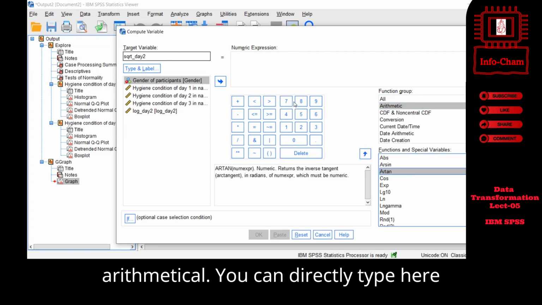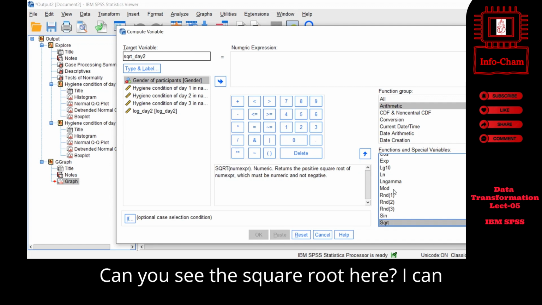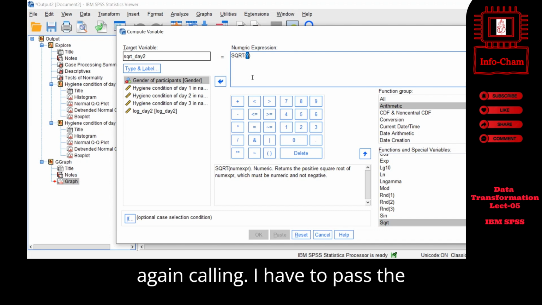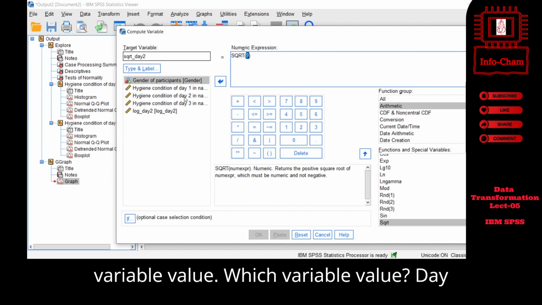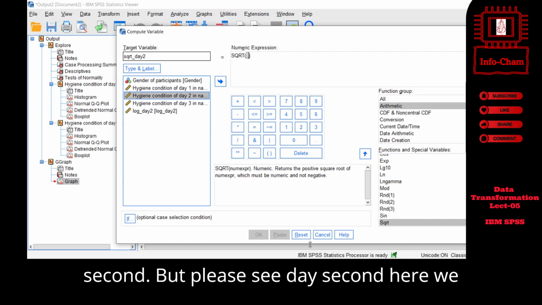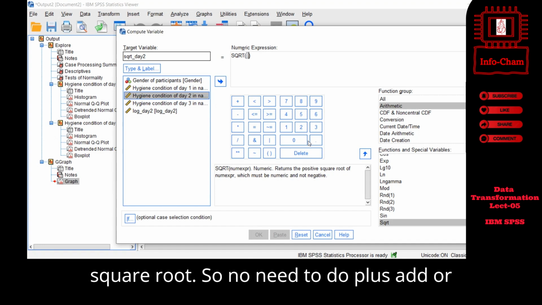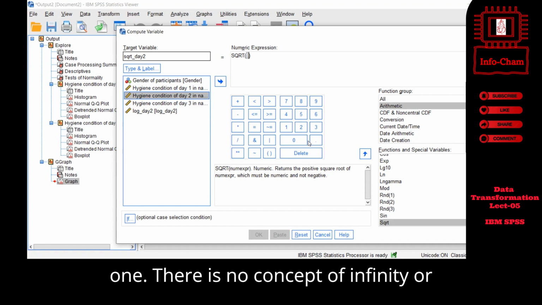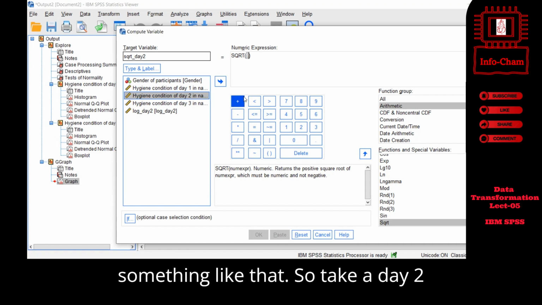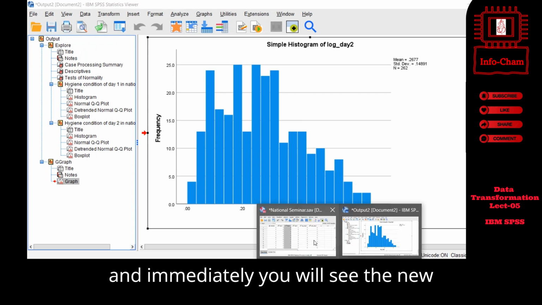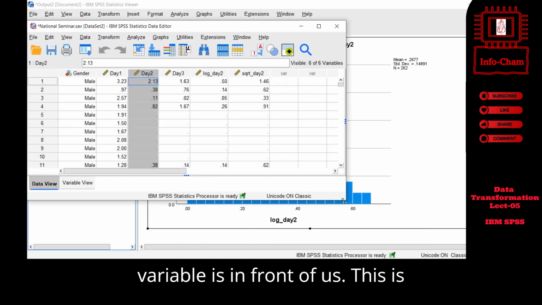Now go for arithmetic again. You can directly type here, or maybe you can find square root here. Can you see the square root here? I can click on it. Now the square root function is being called. I have to pass the variable value. Which variable value? Day second. But please see, here we have no problem because we are going to square root, so no need to add plus one. There is no concept of infinity or something like that. So take the day 2 variable. Very simple. Click on the OK, and immediately you will see the new variable is in front of us.